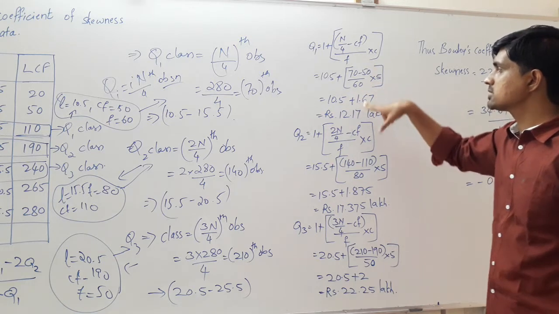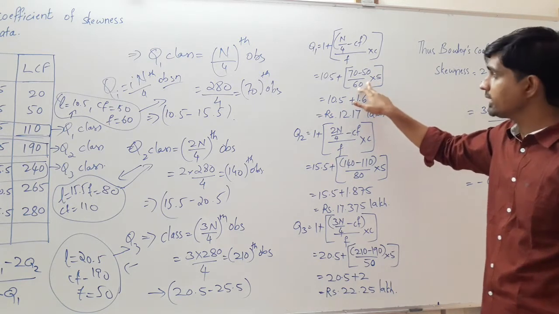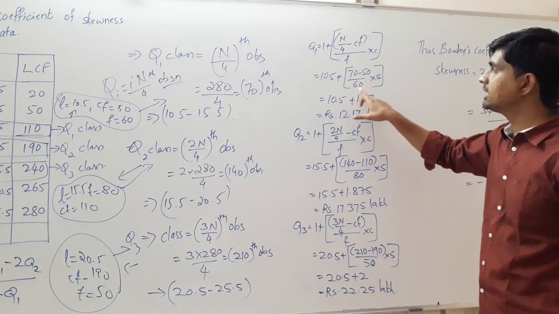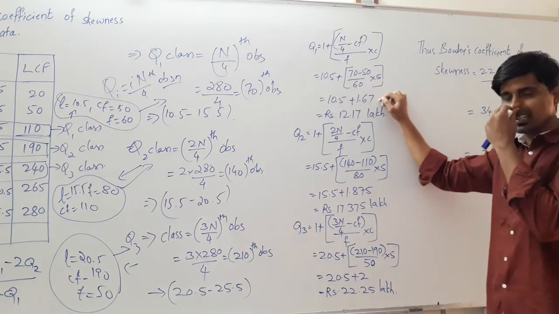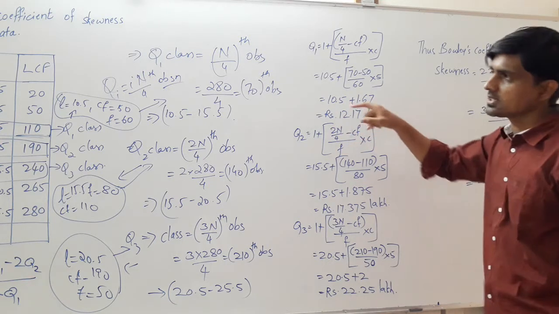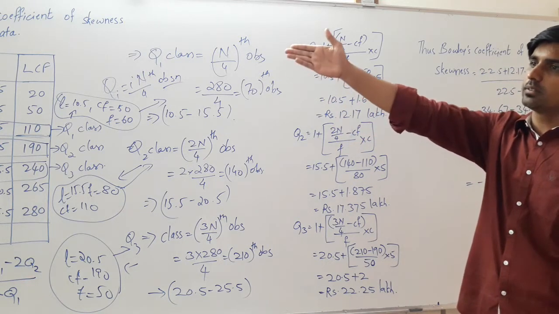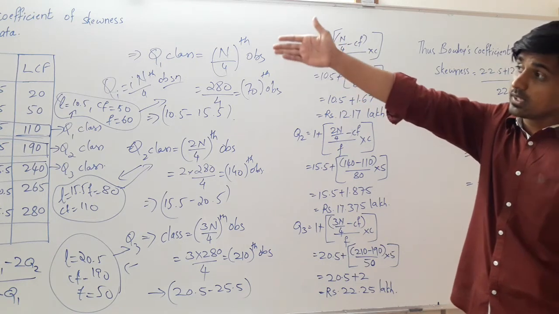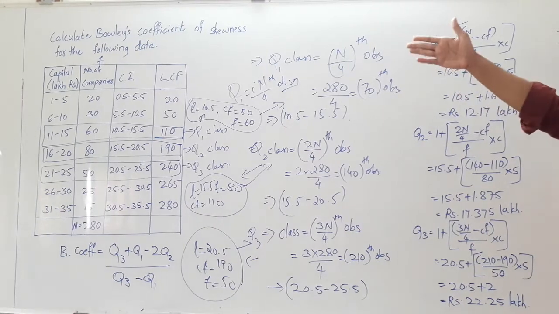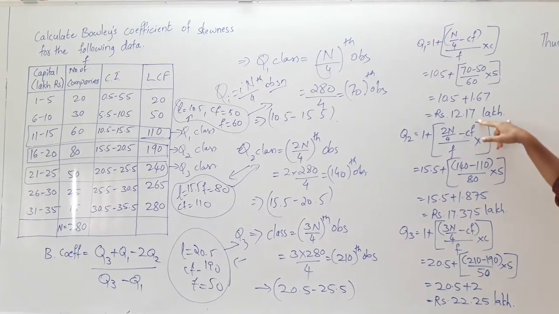If you calculate this, it will be 1.61. How do you calculate it? 70 minus 50 is 20. 20 divided by 60 into 5 will be 1.67. Add this, you will get 12.17. Because they have given in the question the class interval, capital is in lakhs, that's why we have written lakh here.